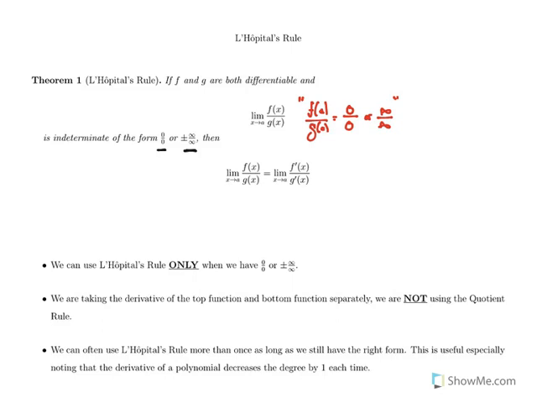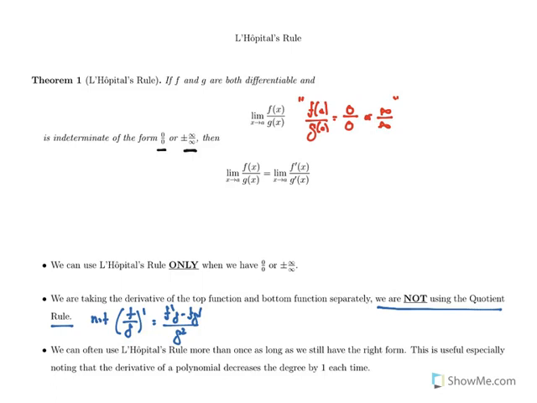Another thing to keep in mind is, what are we doing in the rule? We're taking the derivatives of the top and the bottom function separately. We are not using the quotient rule. It is not the derivative of f over g, which would be f prime g minus f g prime over g squared. So we're not doing that. We are doing the derivative of the top and the bottom separately.